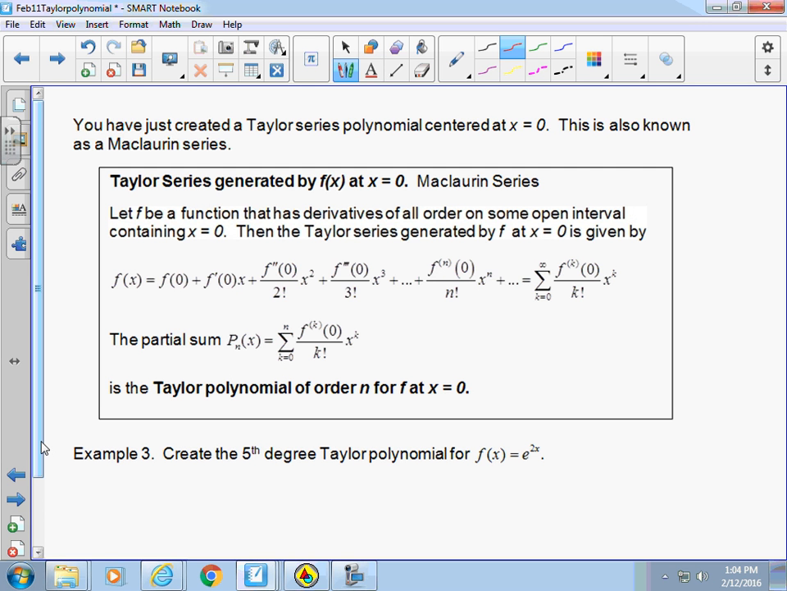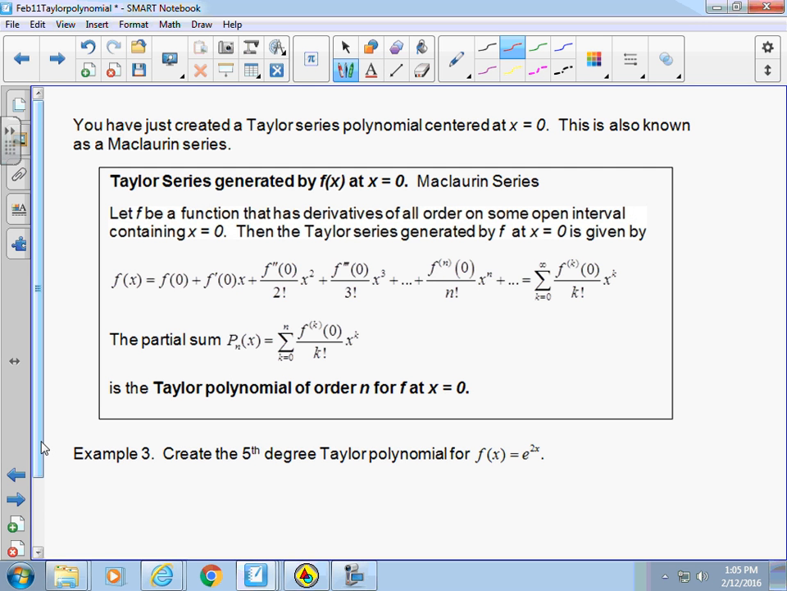If you have a function that has derivatives of all orders on some open interval containing 0, the Taylor series generated by f at 0 is given by f of x equals f of 0 plus f prime of 0 times x plus f double prime of 0 times x squared divided by 2 factorial plus f triple prime of 0 times x cubed divided by 3 factorial, all the way up to the nth derivative at 0 divided by n factorial times x to the n. And so we could create a polynomial of any degree.